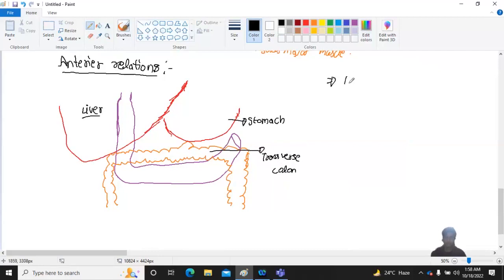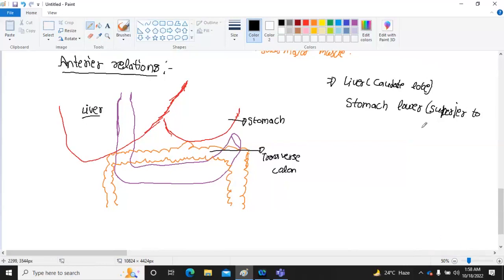So in anterior relations we write liver, caudate lobe, another is stomach, lower section, which is superior to the third part. Done. And here we know pancreas is also present. Remember, in this curvature, pancreas also. If we write the superior relations for third part, the pancreas, head, tail, neck, all come in this relation. Done.